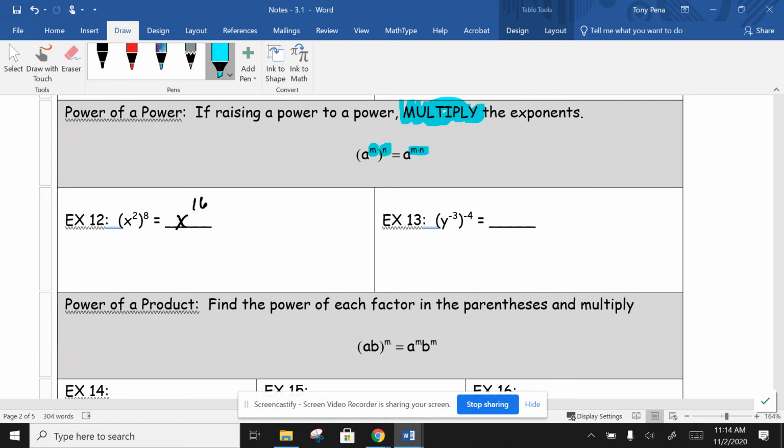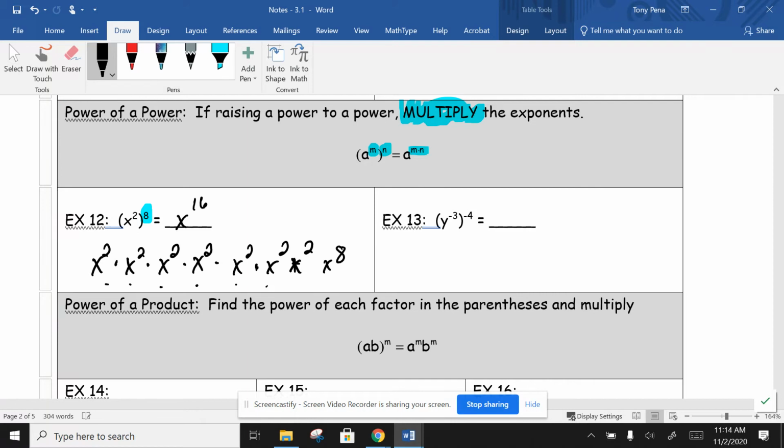The reason for that is we have 8. Remember, the exponent implies repeated multiplication. I have 8 of these guys. I have 8 x squareds. And if we then use our old rule, how many is that? 1, 2, 3, 4, 5, 6, 7, 8. If I now do 2 plus 2 plus 2 plus 2 plus 2 plus 2 plus 2 plus 2, it will give me that exponent of 16. All right. So number 13, just an exponent to an exponent. You're going to do a negative 3 times a negative 4, positive 12.